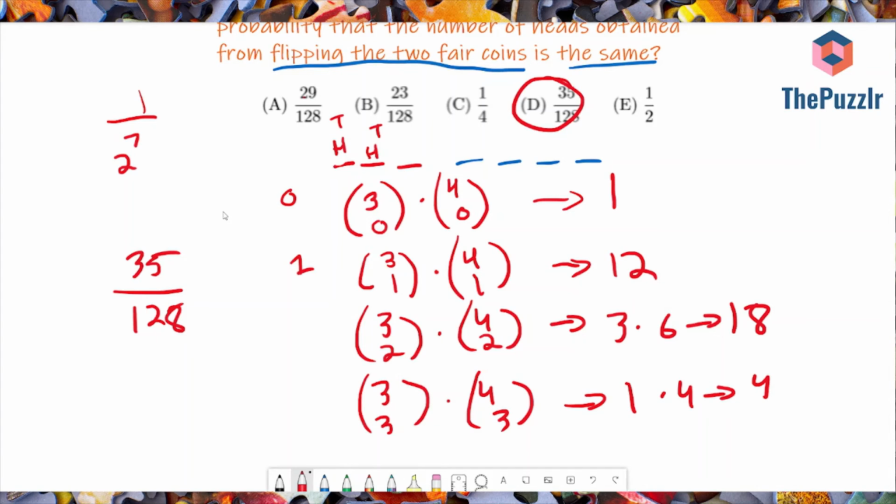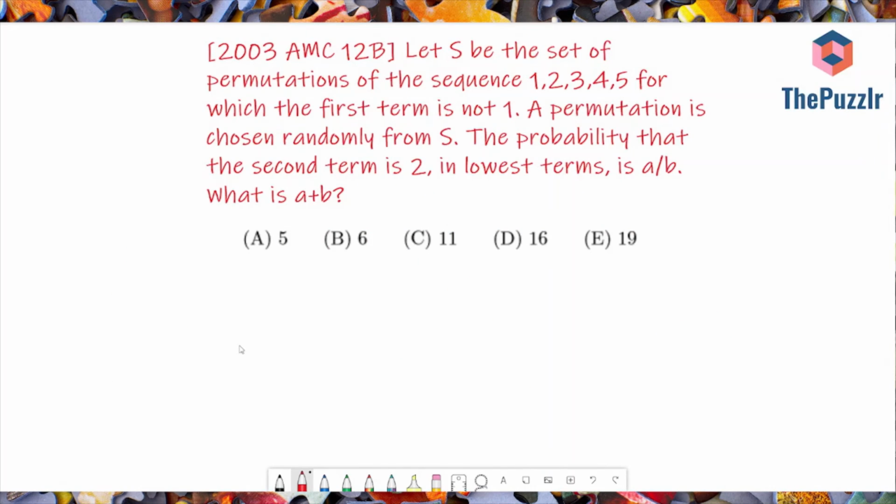That's it for the basic probability, guys. Let's look at some hard probability problems now. We're now going to begin the hard probability questions of this session today.